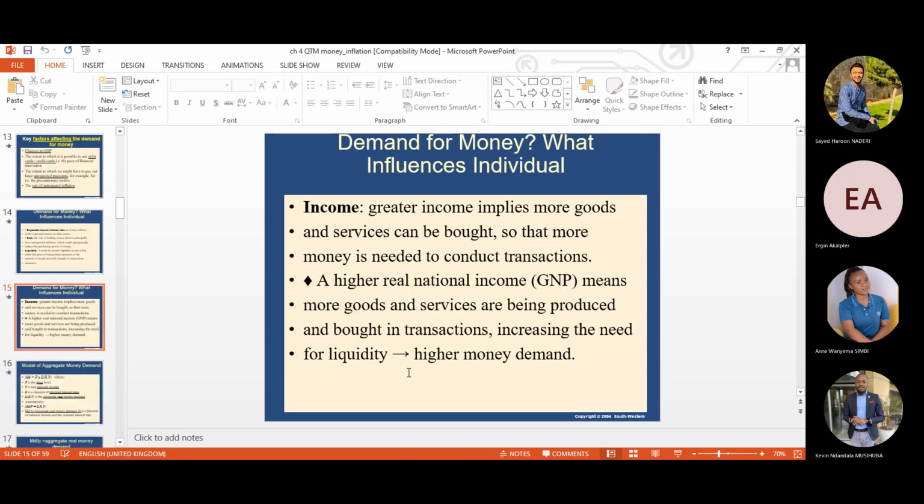Income: greater income implies more goods and services can be bought. As I mentioned, if you have higher income, you always enjoy shopping, so more money is needed to conduct transactions. If you have this, then it's no problem. A higher real income, for the economies and countries, GDP and GNP, gross national income, means more goods and services are being produced and bought in transactions, increasing the need for liquidity, and higher money demand.